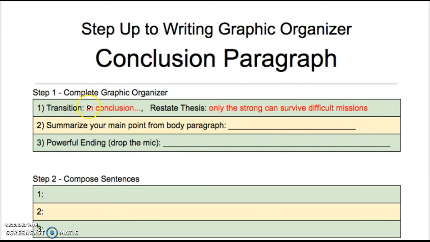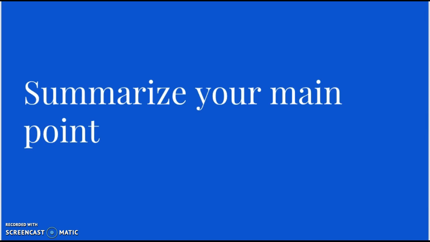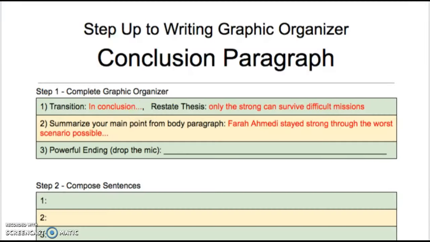Once you have your transition and you've restated your thesis, you're going to go on to the next one, which is to summarize your main point. This is the main point that was in your body paragraph. Let's say my body paragraphs talked about Farah Ahmedi, I might say something like this: Farah Ahmedi stayed strong during the worst scenario possible. I know I want to change this a little later, but right now that's just the idea I have for this sentence. Now, by the way, make sure you are spelling her name right. That will mark you down on spelling if her name is spelled wrong.